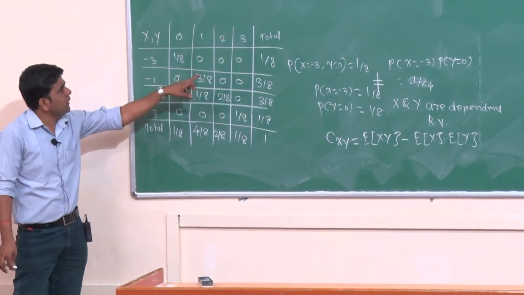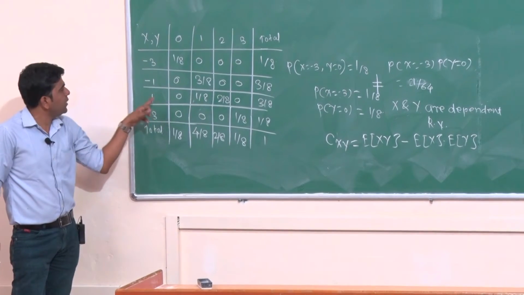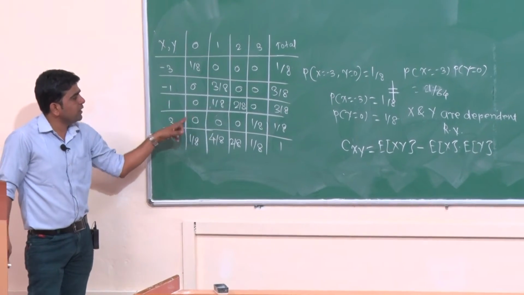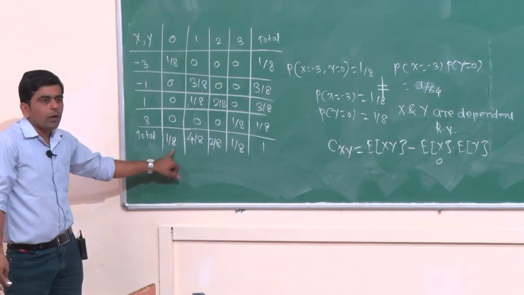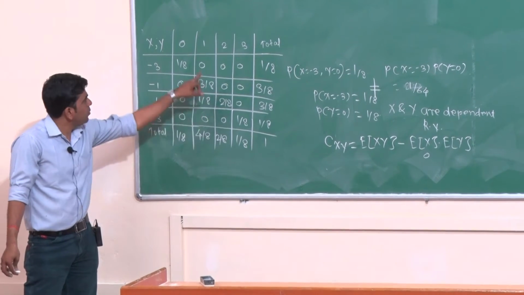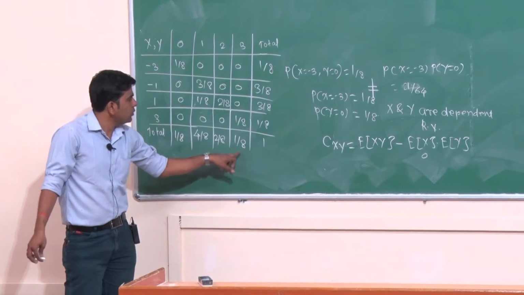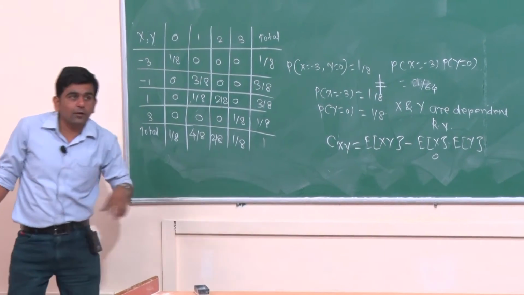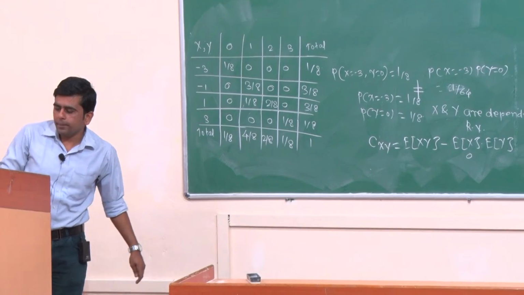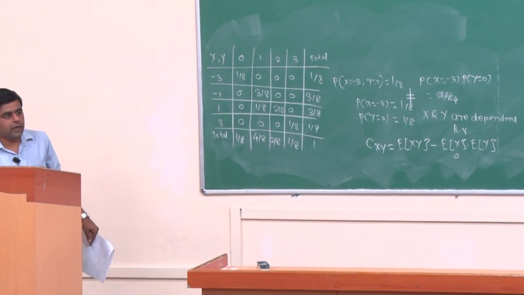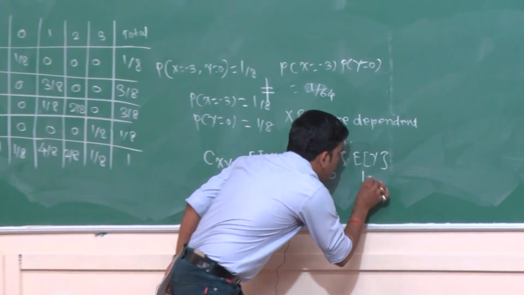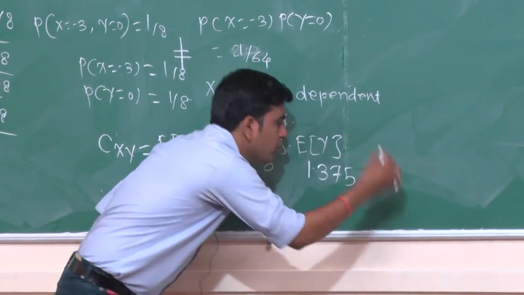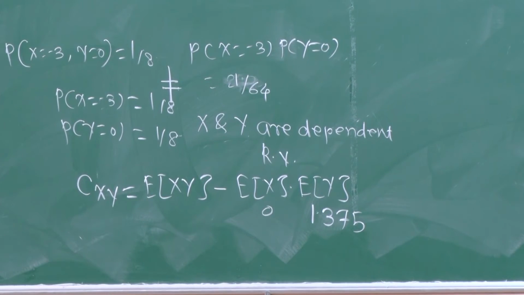So for the mean: minus 3 into 1 by 8 plus minus 1 into 3 by 8 plus 1 into 3 by 8 plus 3 into 1 by 8. This will give the mean value for random variable X. Then 0 into 1 by 8 plus 1 into 4 by 8 plus 2 into 2 by 8 plus 3 into 1 by 8. This will give the mean value for random variable Y, which is already calculated in your previous lectures. That is 1.375. Is it clear?